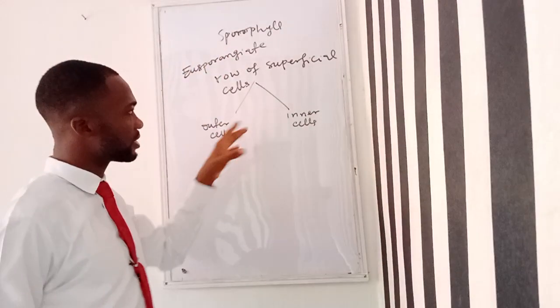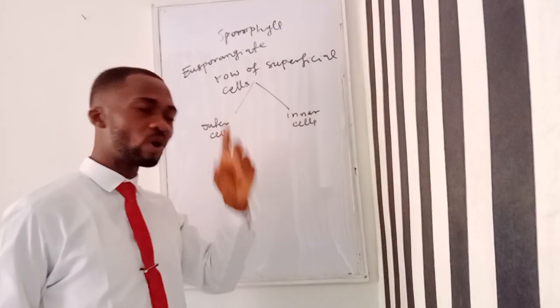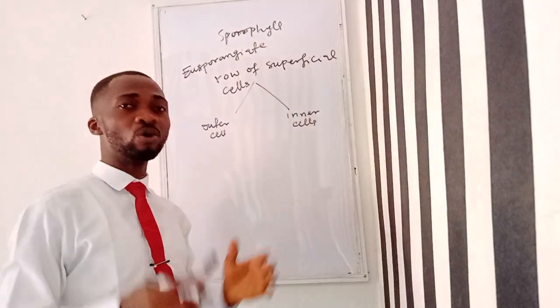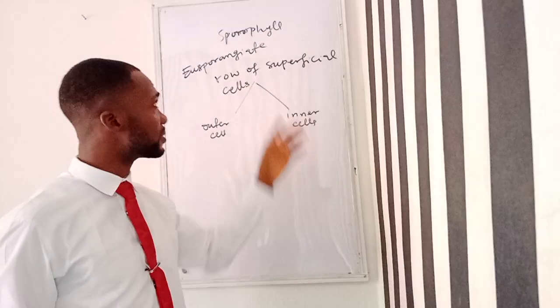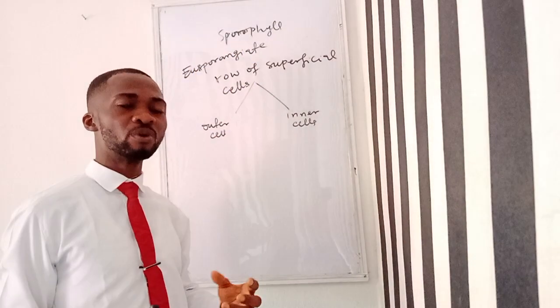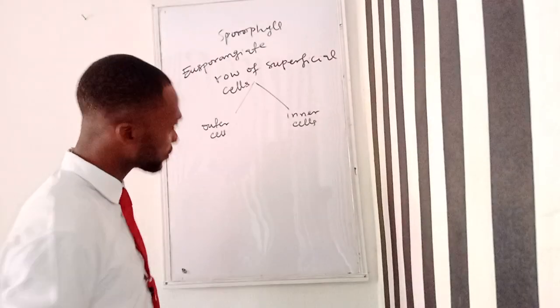Then in the case of the Leptosporangiate, the entire sporangium develops from a single superficial cell of the sporophyll. They do not have a group of cells or row of superficial cells as you see in the case of the Eusporangiate. Just one cell from the sporophyll is what forms the entire sporangium. Okay, so having noted this, the next thing to do is to talk about the origin of Pteridophyta.